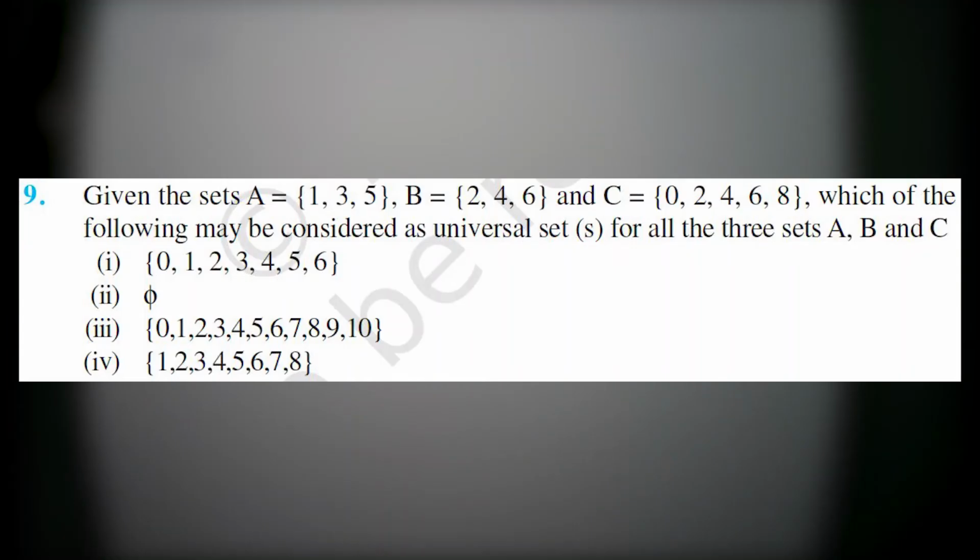Coming to the final ninth question, given sets A is equal to {1, 3, 5}, B is equal to {2, 4, 6}, and C is equal to {0, 2, 4, 6, 8}. Which of the following may be considered as a universal set for all the three sets A, B, C? So we have to see which can be taken as a universal set.